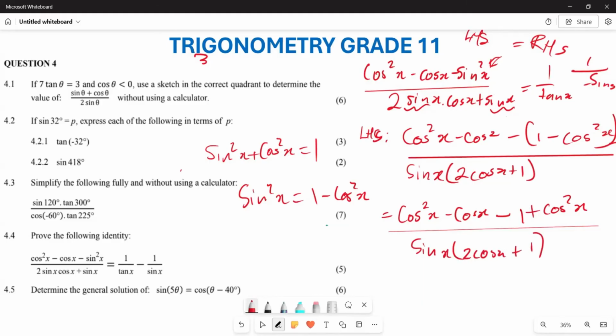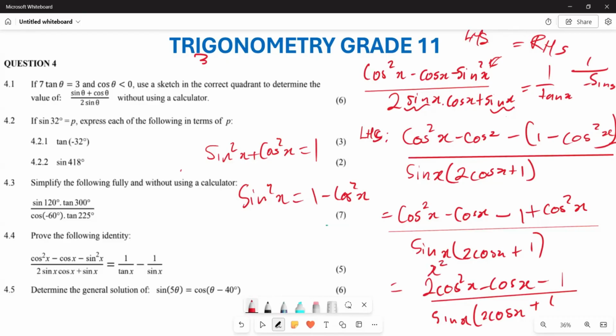Now from here, in the numerator you can group the like terms. Can you see this is going to be 2 cos squared x, subtract cos x, subtract 1, divided by sine x into 2 cos x plus 1. And now, can you see that this is actually your trinomial here? Because this is the same as x squared minus x minus 1, and you can factorize this, isn't it so?